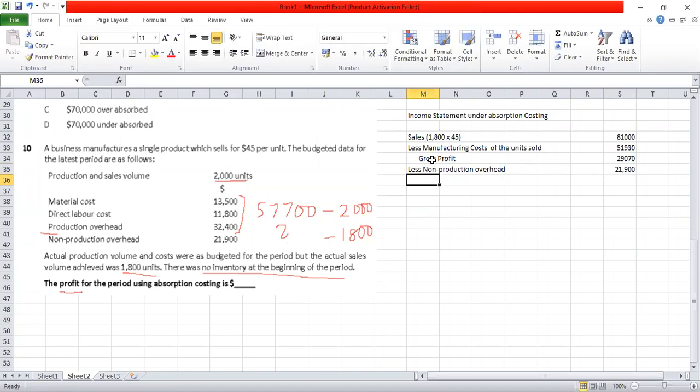Rent is paid for 1 month. Salary is paid for 1 month. Taxes are paid for 1 year. So they are incurred based on a period. They are not incurred based on the output. So when we are preparing an income statement for a period, all the non-production overheads should be accounted for that period. We have to deduct them. This is profit, net profit as per absorption costing.